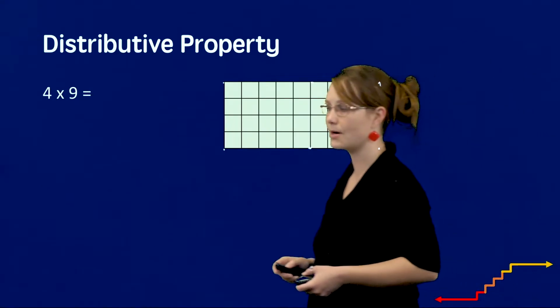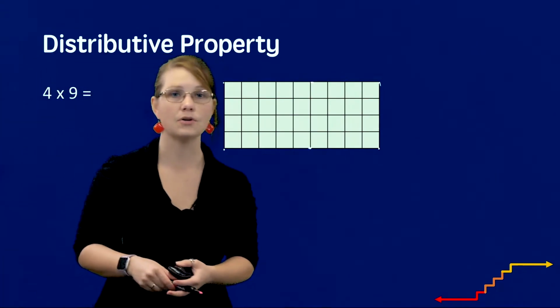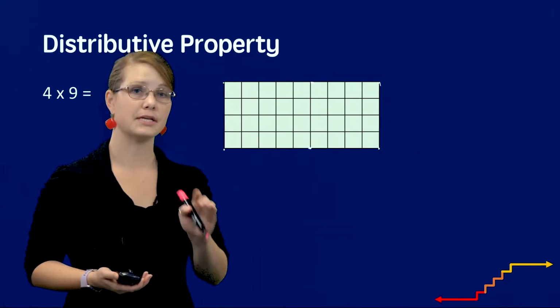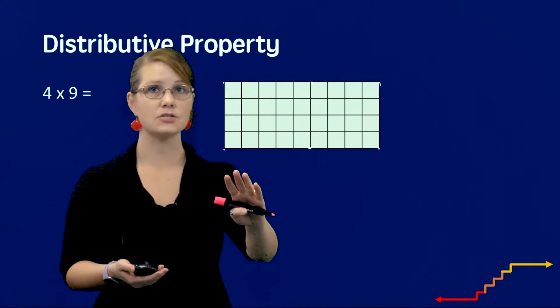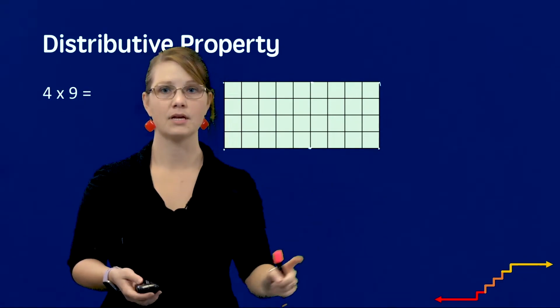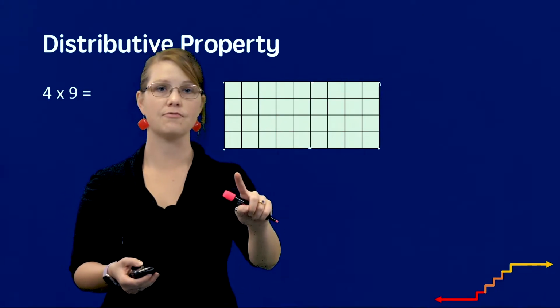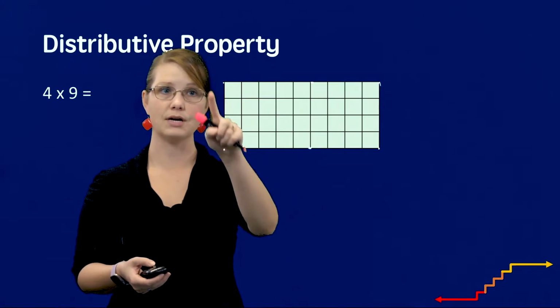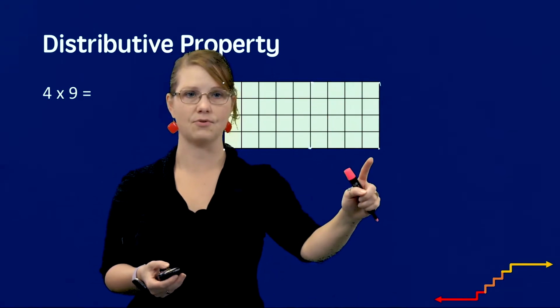I'm going to grab my marker. I'm going to show you what I'm talking about. So let's break up this multiplication problem 4 times 9. I'm going to divide this array, which shows me 4 by 9, into two separate rectangles. Specifically, I'm going to look at 4 by 5, or 4 times 5, and 4 times 4.